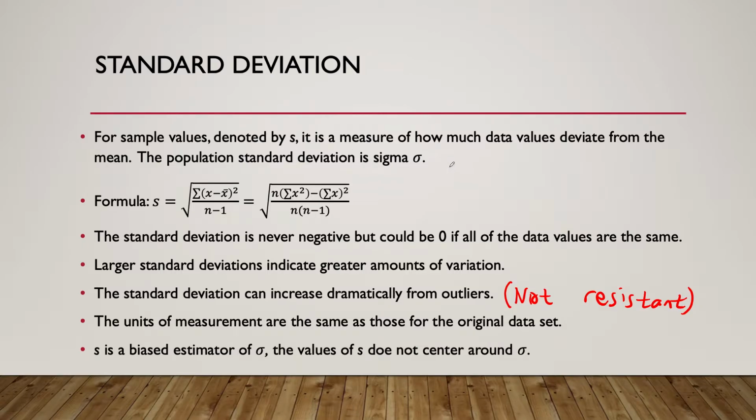The standard deviation can never be negative, but it could be 0 if all the data values are the same. Larger standard deviations indicate greater amounts of variation. The standard deviation can increase dramatically from outliers, and as such it is not resistant. The units of measurement are the same as those for the original dataset, and the sample standard deviation is a biased estimator of population standard deviation sigma. The values of s do not center around the population standard deviation sigma.